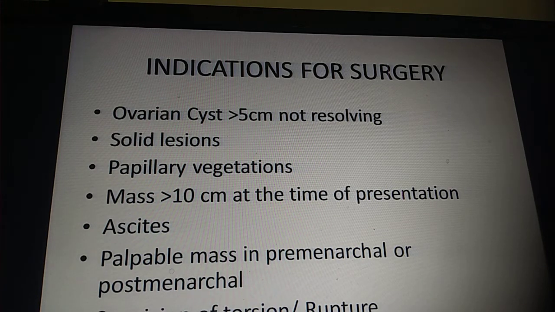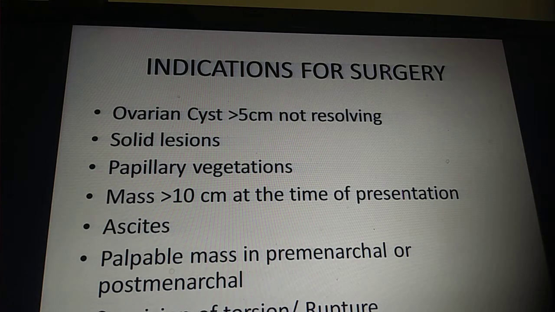Papillary vegetations, yes, that is very likely a feature of malignancy. If the mass is more than 10 centimeters at the time of presentation, or there is ascites, again those are features of malignancy. Any palpable ovarian or adnexal mass in a premenarchal or postmenarchal group, because in that time you are expecting the ovary not to be an active ovary, right? So you don't expect the ovary to be palpable. So if you find a palpable mass, you have to be extra vigilant.